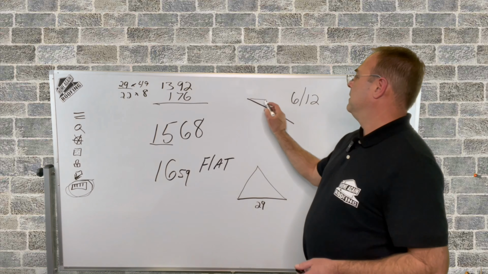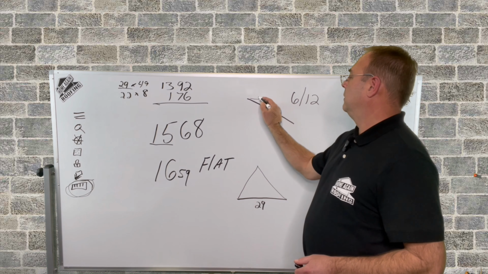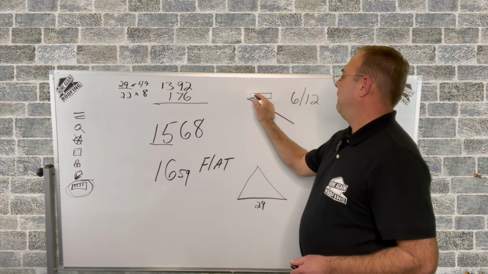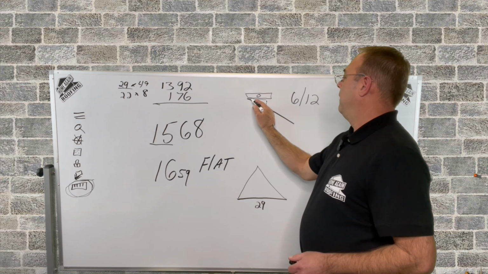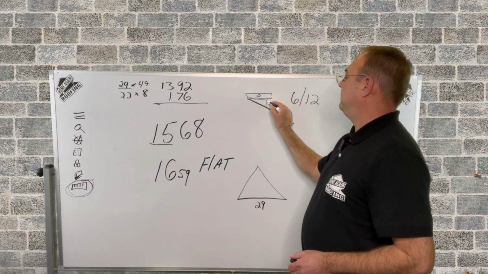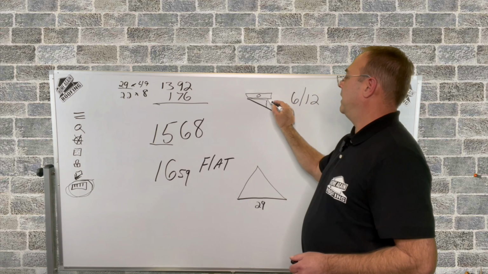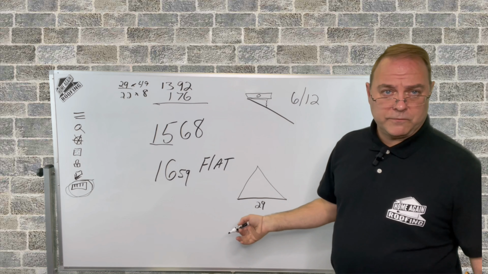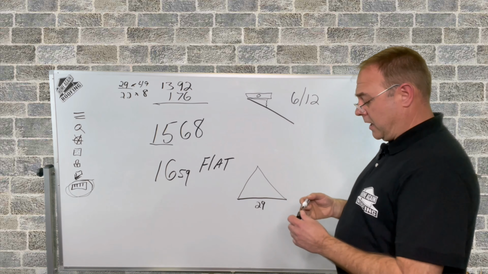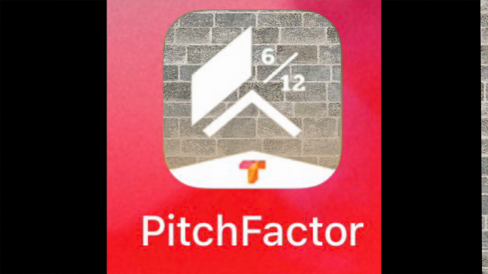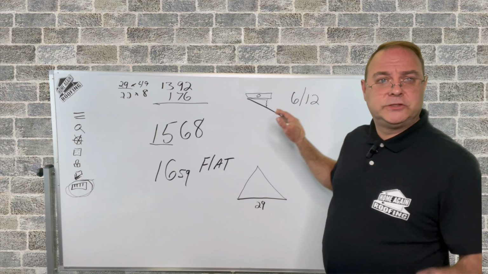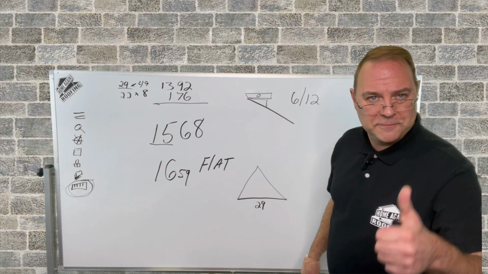What does that mean? It means if we took a 12-inch ruler, made it level, put it on the roof, we'd be 6 inches down from our level to here. Very basic, very simple. I'm going to actually give you guys an app to use that's very easy, or you could just stick with the 6/12 just to keep the rough numbers, okay? One of my favorite things is Roof Pitch Factor.